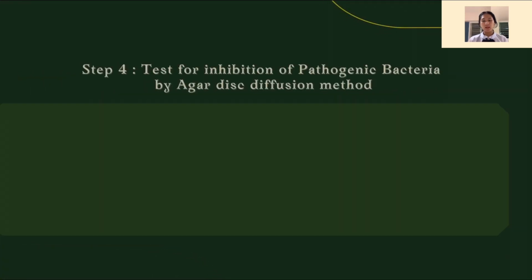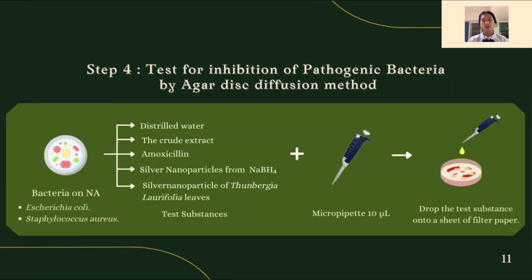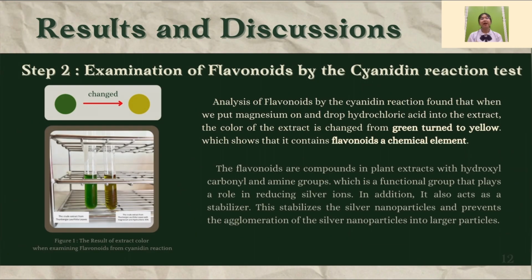Step 4: Test for inhibition of pathogenic bacteria by the agar-disc diffusion method. The test substances were distilled water, the Crude Extract, amoxicillin, silver nanoparticles from sodium borohydride, and silver nanoparticles from the Crude Extract, dropped in 10 ml. Finally, it was incubated at 37 degrees Celsius for 24 hours, and the diameter of the inhibition zone was measured by vernier caliper.